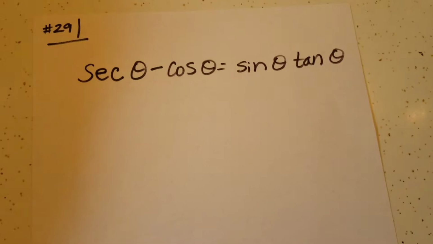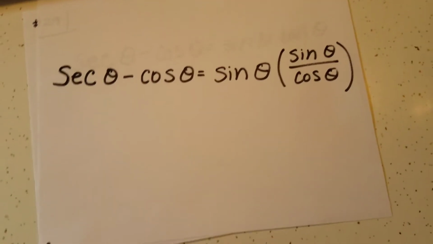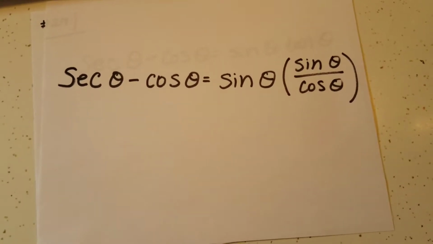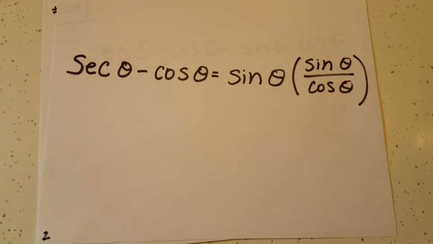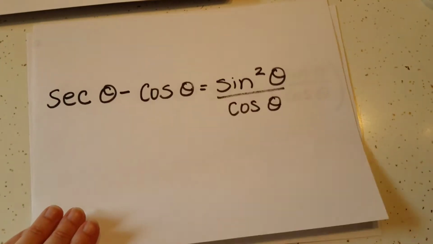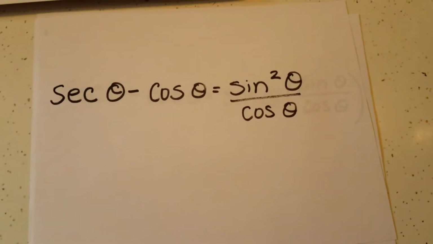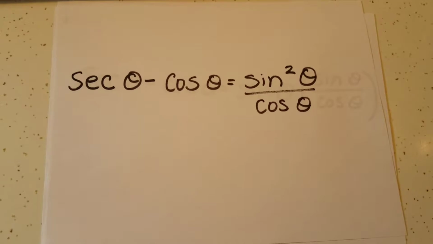we're going to expand out that tangent term, and we are going to turn the right hand side into the sine of theta times the sine of theta over the cosine of theta. After that, we are going to multiply together those terms on the right, the sine terms, and that's going to turn into the sine of theta squared over the cosine of theta.